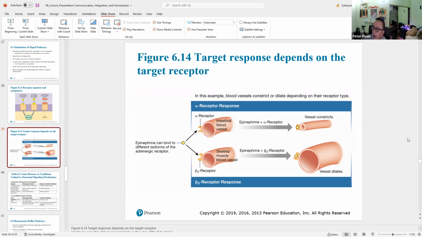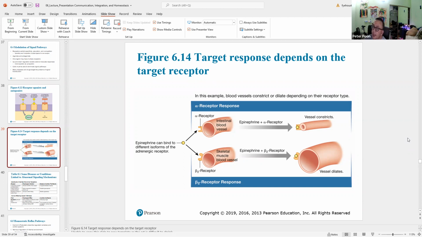So adrenaline, or epinephrine, is the hormone that's released when you're getting ready to run for your life. When you're getting ready to run for your life, you want blood to your skeletal muscles. You do not want blood to your intestines. You do not want blood to your kidneys.